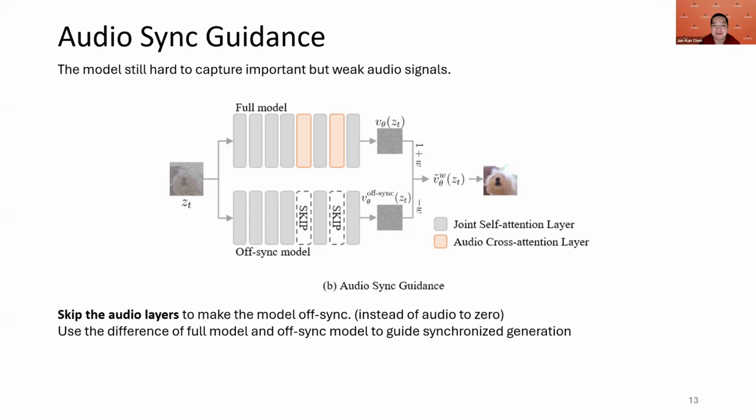So the question was just how do you implement the skips? Skip here means I skip the whole audio layers, not just set the audio condition to zero. So you just assume that there is no such layer. So it's like replacing those layers with an identity mapping. For example, the input is X, so the output is also X. Is this the implementation here?